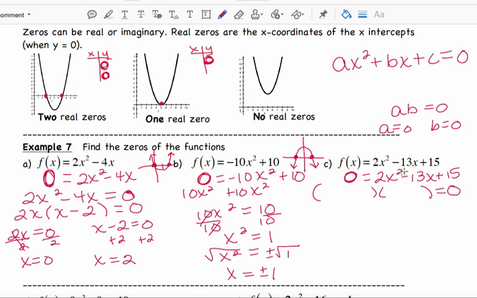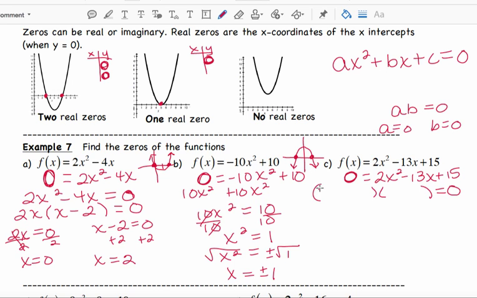So if you have all 3 terms, you have your ax squared, your bx, and your c, you're going to try to factor. If you can't factor, or you just get stuck at some point, even if it is factorable, then you can switch to the quadratic formula. You just don't want to always go to the quadratic formula because it takes a lot of time to do, and factoring is much faster.